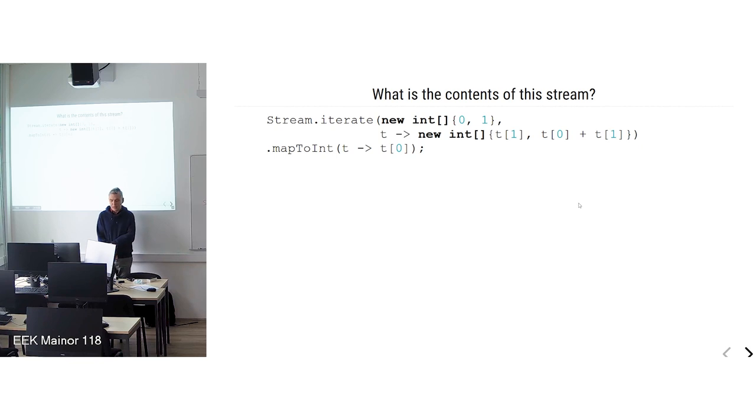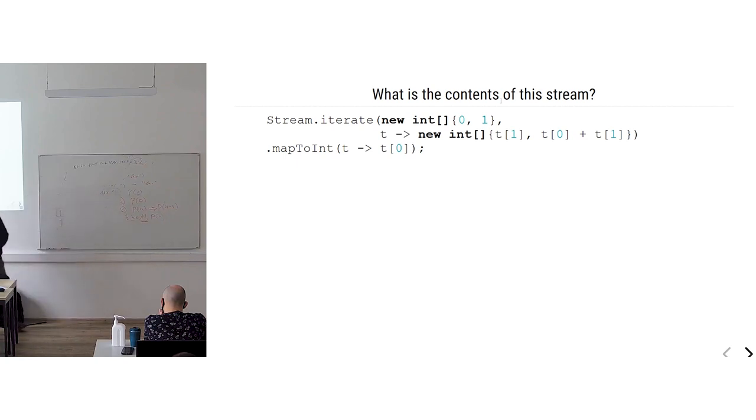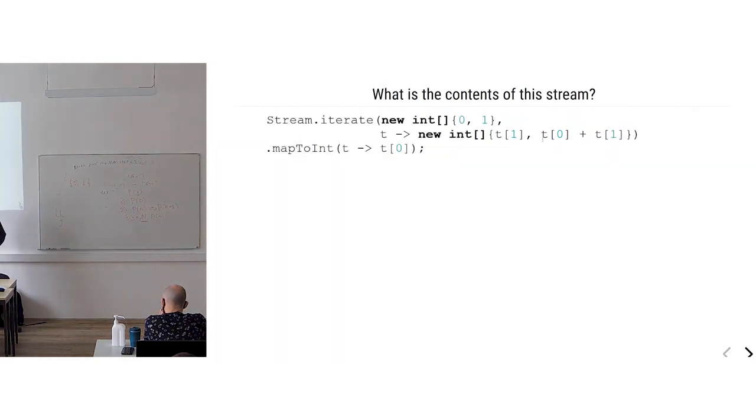A stream of Fibonacci numbers. How does it work? First of all, the first argument of this iterate is 0, 1, right? Then at the next step, we create a new two-element array, and the first element of this array is going to be this one, and the second is going to be the sum of these two. So it's going to be 0 plus 1, so it's 1, 1. Then again, this is going to be 1, and this is the sum of these two, so it's going to be 2. Again, this is 2, this is 3, this is 3, this is 5.